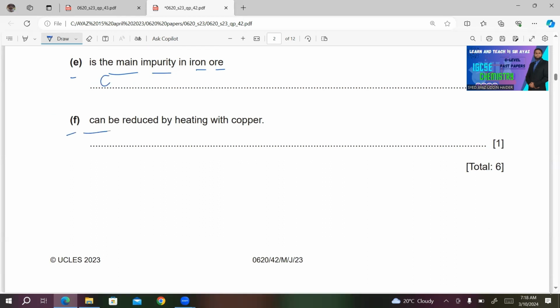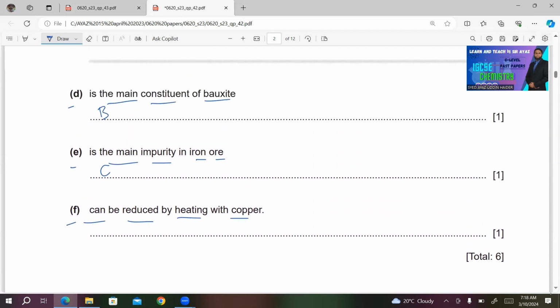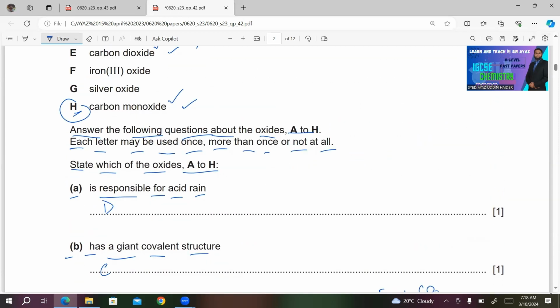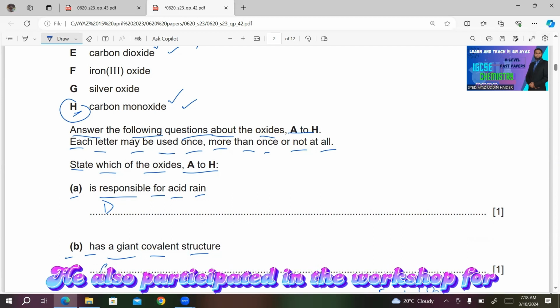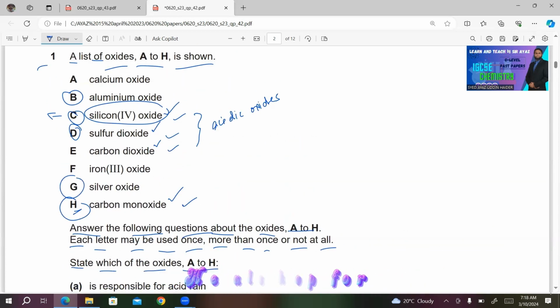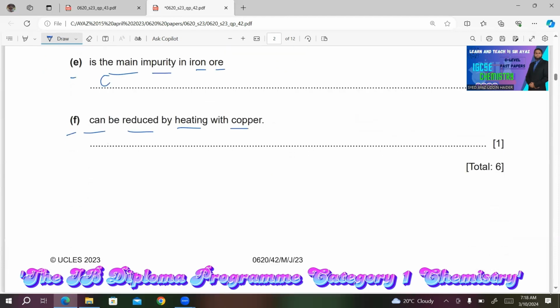Part F can be reduced by heating with copper. If you heat it with copper, it can be reduced. So this metal oxide must contain a metal which is lower in the reactivity series than copper, and it must be silver oxide in these choices. So I will write G here.